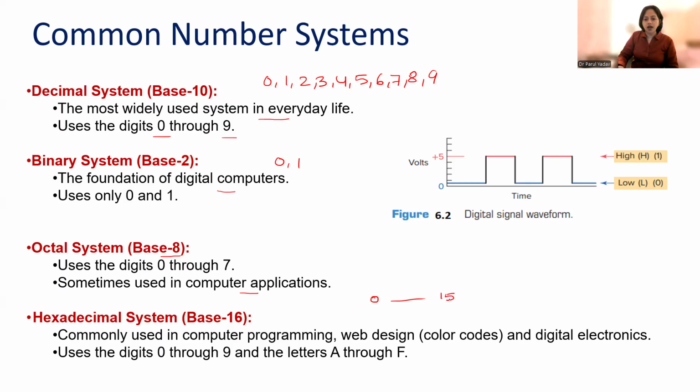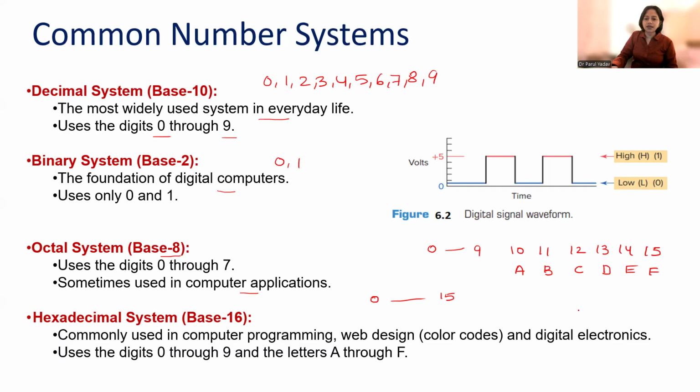But how do we use it? In hexadecimal system, we'll have numbers 0 to 9 as it is, right? And then we will have numbers like 10, 11, 12, 13, 14, and 15, right? So in hexadecimal number, 10 is represented by capital A, 11 by capital B, 12 by capital C, 13 by D, and then E, and F, right?